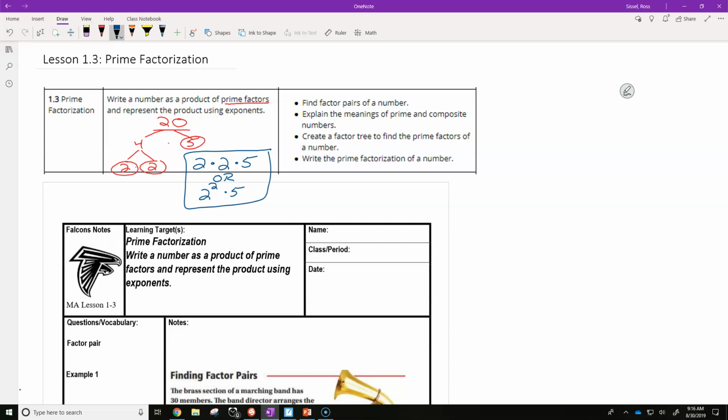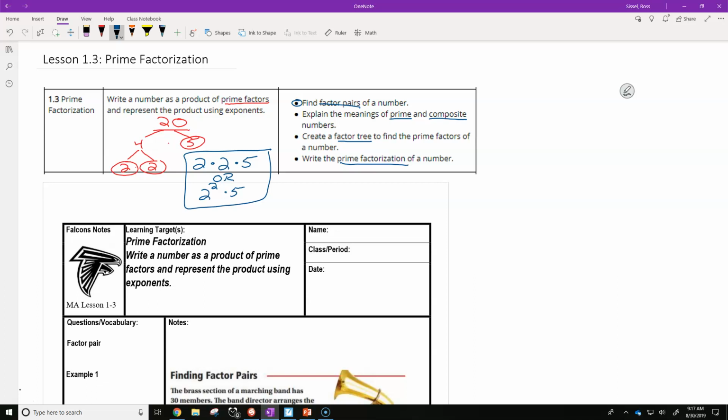Now, to make sure we can do this today, there's lots in today's lesson. It's kind of tricky. There are 4 things that we're going to be checking on. 1, how do I find the factor pairs of numbers? I'll discuss that with you. Explain the meaning of prime and composite. Create a factor tree to find the prime factors. That's what's in red. That's a factor tree. And then write the prime factorization of numbers. That's what we did in blue.